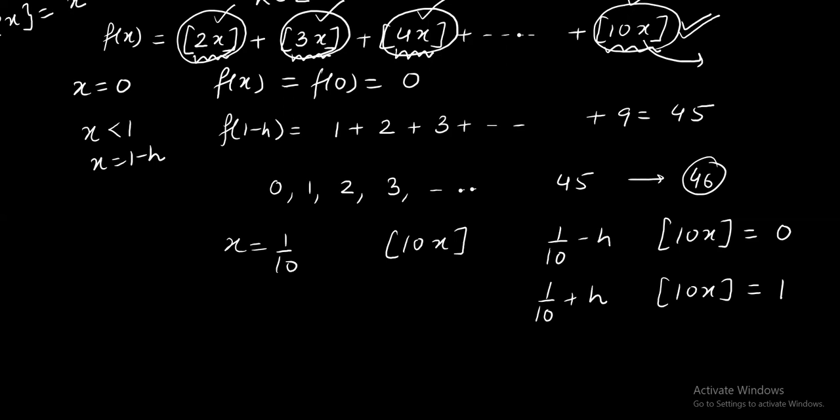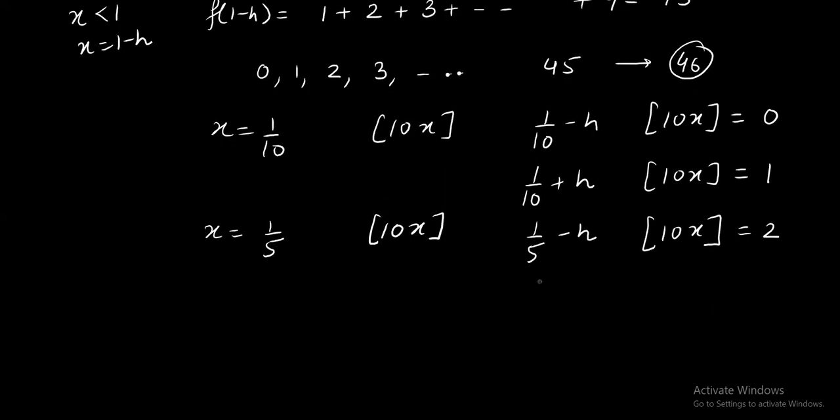So at 1 by 10, 10x is becoming an integer, and in its neighborhood, integral part of 10x is going to change its value. There will be many values like x equals to 1 by 5. If you talk about 1 by 5, there are two terms which are going to change their value. Like for 10x, if I'm considering 1 by 5 minus h, integral part of 10x will now become, see, 10x will become 2 minus something. 2 minus something means integral part is 1. And similarly, when you are considering 1 by 5 plus h, integral part of 10x will be 2 plus something, which means integral part is 2.